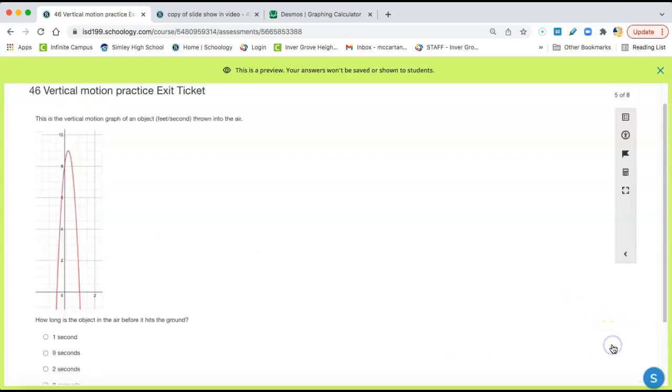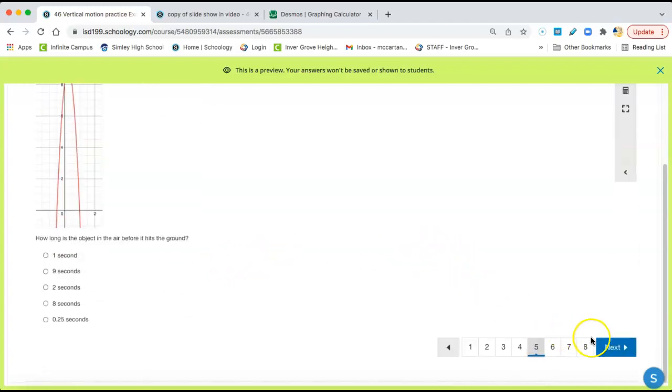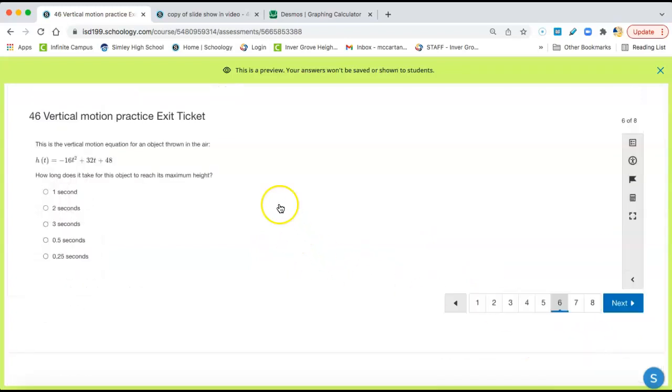Number 5. How long is the object in the air? Again, it goes up, comes down. Time is the x. X is keeping track of time. 1, 2. Looks like it's 2 seconds. Number 6. Vertical motion equation. How long does it take for the object to reach its maximum height? This is negative b over 2a. We did this one before.